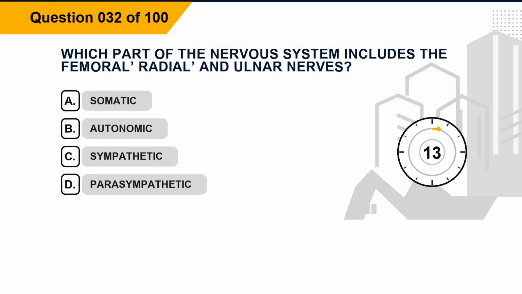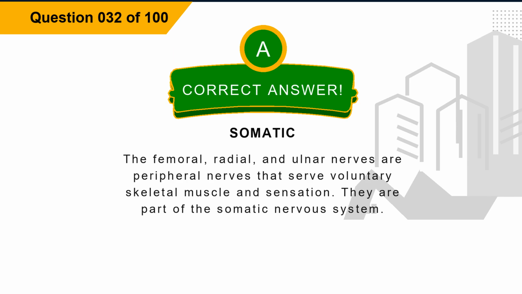Question 32. Which part of the nervous system includes the femoral, radial, and ulnar nerves? Option A, somatic. Option B, autonomic. Option C, sympathetic. Option D, parasympathetic. The correct answer is option A, somatic. Explanation: the femoral, radial, and ulnar nerves are peripheral nerves that serve voluntary skeletal muscle and sensation. They are part of the somatic nervous system.